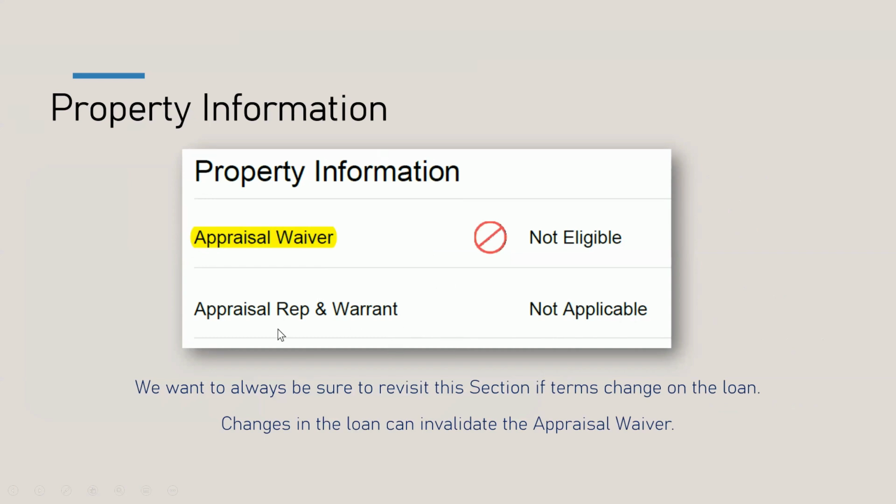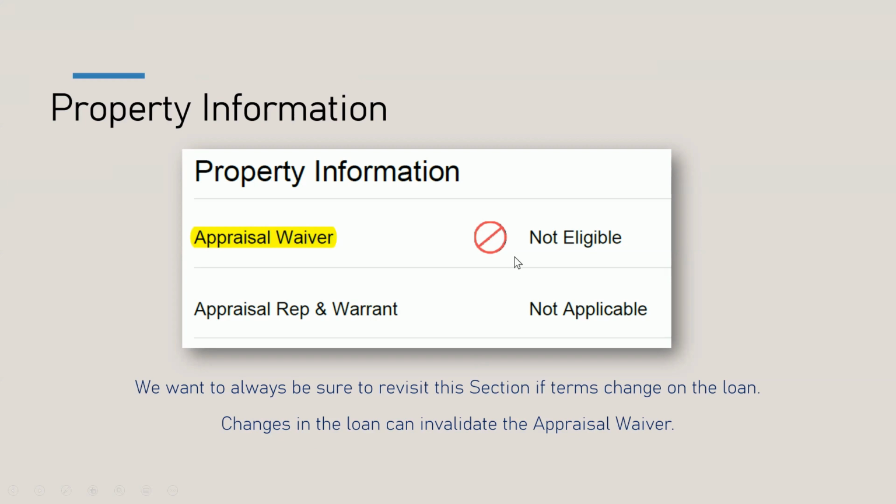In the property information, you're definitely going to find whether it's an appraisal waiver or not. Something we want everyone to be very cautious and aware of is that there can be factors that change this. We've had situations where we go into underwriting with an appraisal waiver, it comes out of underwriting, and when we go to do our CTC, some factor changed that caused us to have a not eligible. So we want to always be cognizant of the changes in the loan that can invalidate your appraisal waiver. This is super important for us to always keep an eye on.